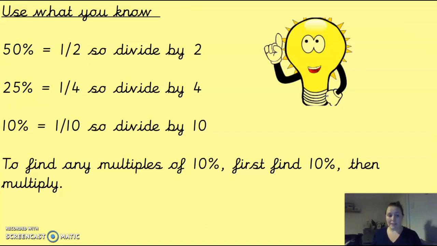Then the last point is that you can find any multiples of 10%. So you can find 20%, 30%, 40%, 50%, 60%, 70%, 80%, 90% by using your 10%. So if I was doing 90% of 400, I would do 400 divided by 10, get 40, that's 10%, and then times that by 9 to get 360, and that's 90%. So from what we've done today, we can do 50%, 25%, 10%, and any other multiple of 10. That's what your learning is going to look at today.